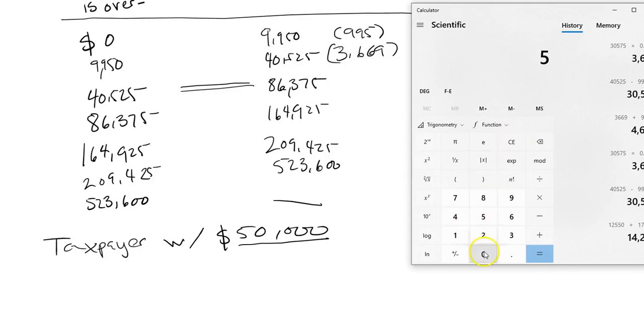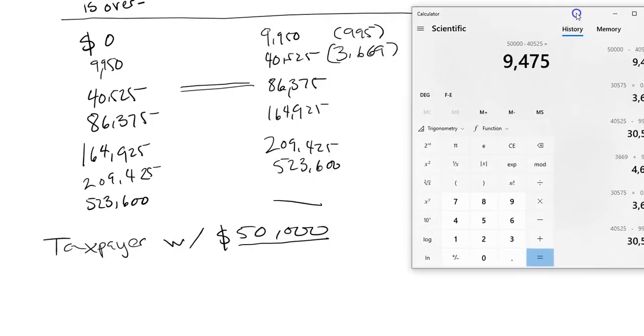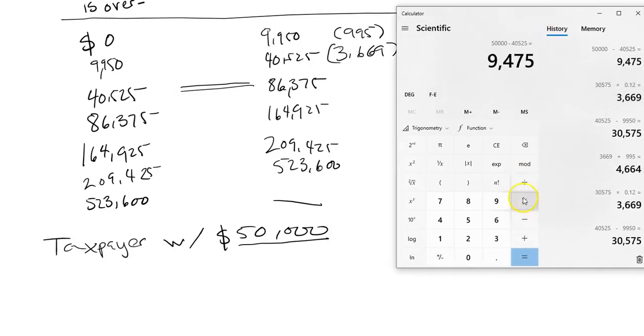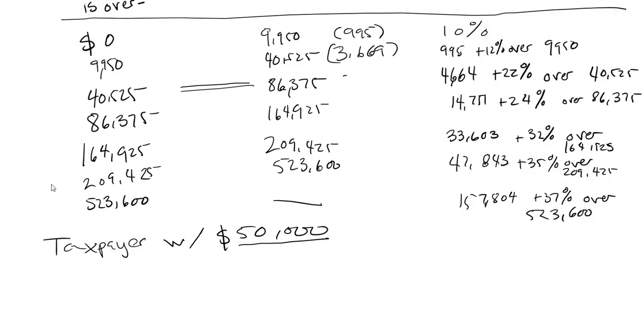All right. So let's go ahead and we'll do this. This is going to be the 50,000 minus the 40,525 gives us $9,475 of income in this band, multiplied by, again, 22%. That gives us $2,084.50.